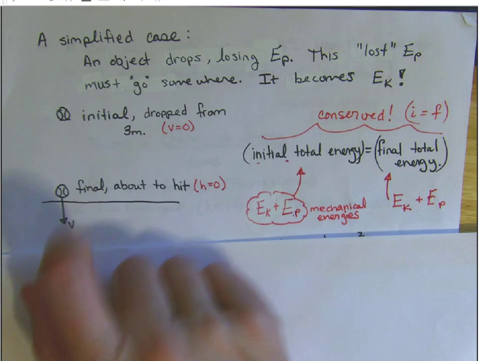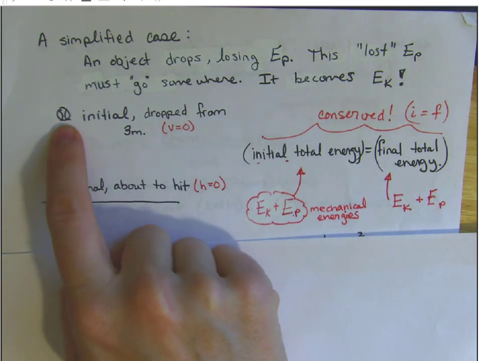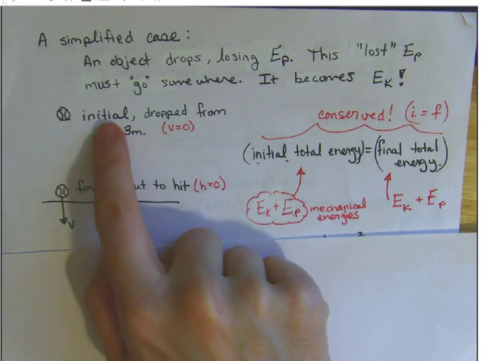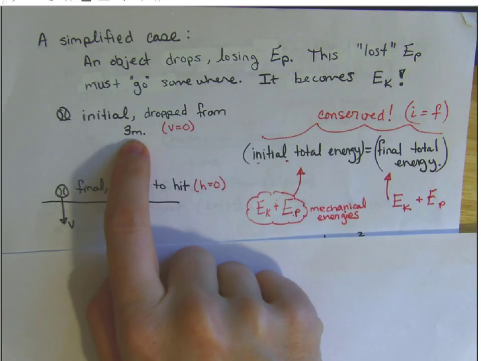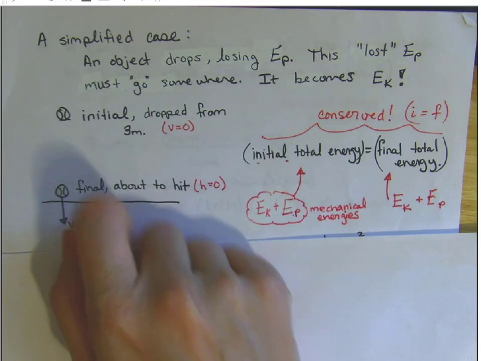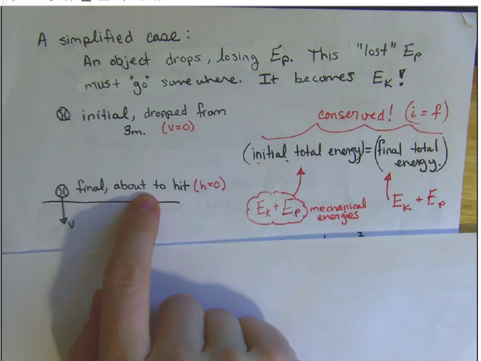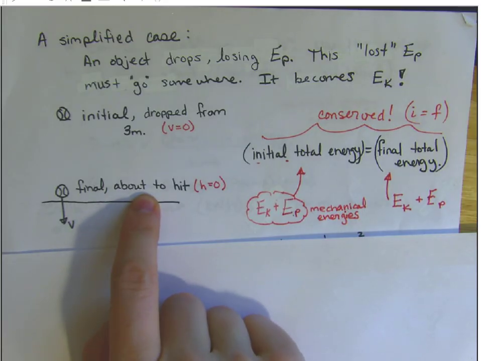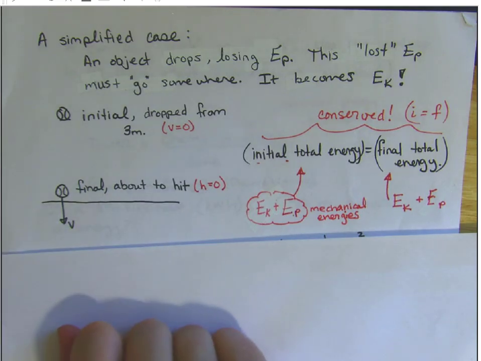All right, so let me sketch this out as a little bit of a diagram. Initially, I can imagine the ball up higher. And let's say it was dropped, and so it was at rest from a height of 3 meters. And we'll imagine that as being a speed of 0 right when it was dropped. And then we'll imagine it at a final time. And this is going to just be about to hit, so that way we can study the kinetic energy it has just before it hits. And so right before it hits the ground, we can also just say that the height is 0, but it will have a velocity.